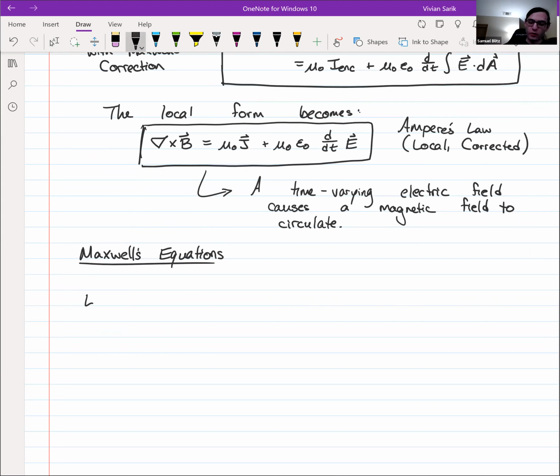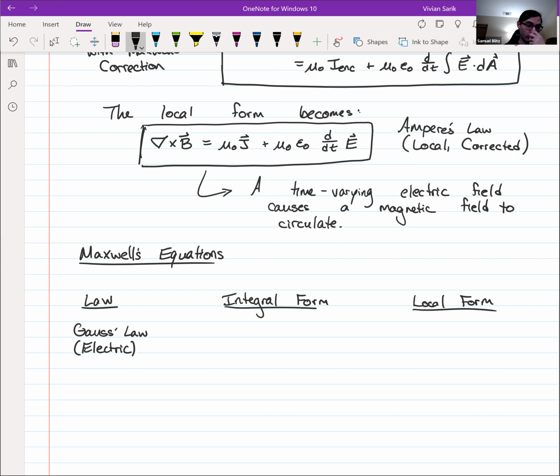So we have our law over here. We have our integral form. And then we will have our local form. So this is just a summary of all of the laws that we've talked about up till now. So there's Gauss's law. This is the electric version. Gauss gets two of his laws in Maxwell's equations. The integral form is just that the electric flux is equal to the enclosed charge divided by epsilon naught. And the local form is a statement about the divergence of the electric field. It's equal to rho over epsilon naught, the charge density.